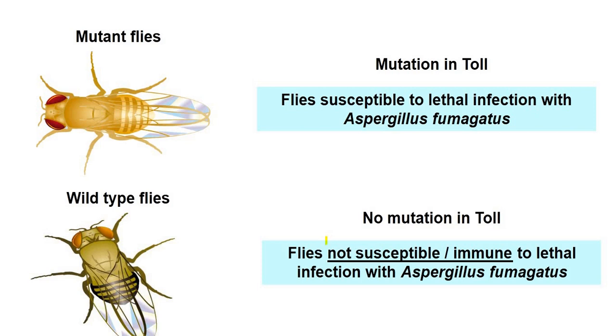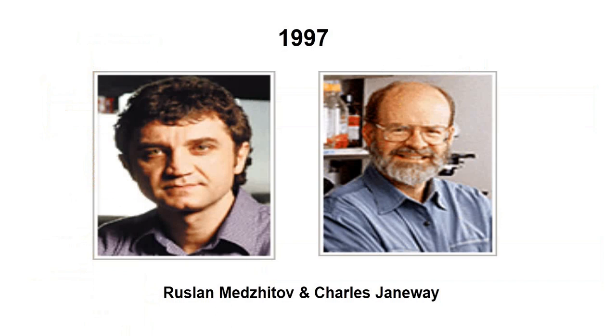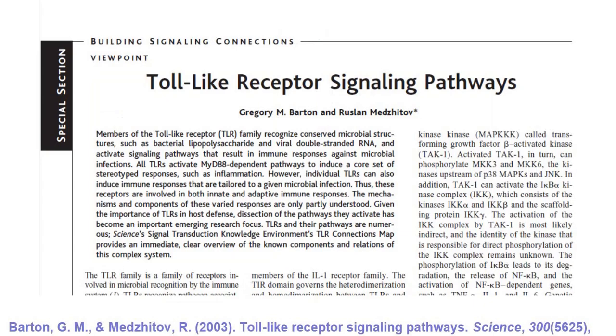Then came the year 1997. Author of the famous book Immunobiology, we always say Janeway and Travers. So, this is Professor Charles Janeway together with Ruslan Medzhitov. This was a piece of work in 1997, and in 1997 they came up with this paper on Toll-like receptor signaling pathways, in a special section that got published later in 2003, the work of 1997.